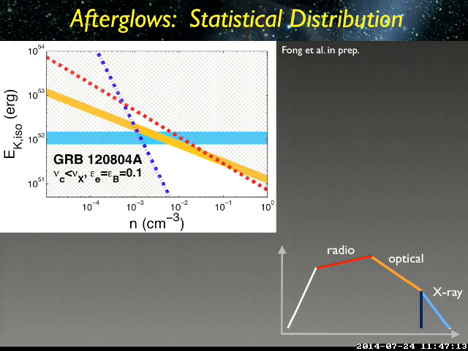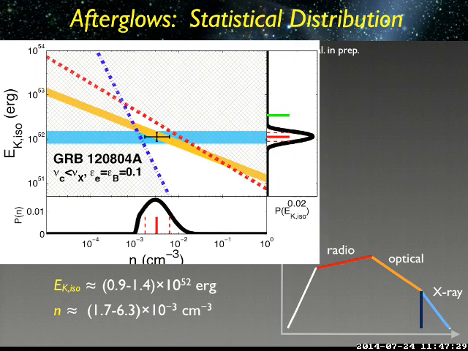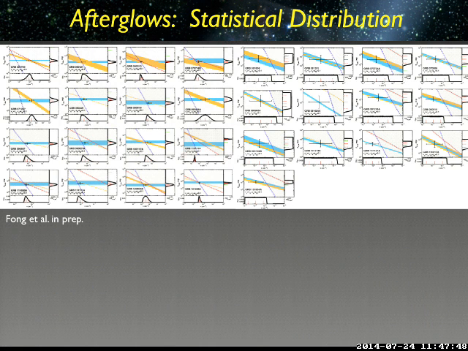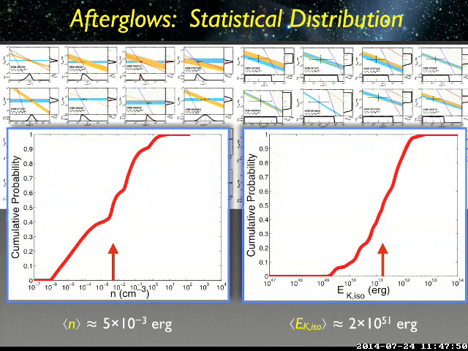And finally, I can use the location of the cooling frequency itself to place another constraint, so everything on this side is ruled out. Even though I don't have very detailed measurements, I can look at the intersection of all these constraints and what's ruled out, and I can essentially get a measurement or a range for the energy and density. In this case, we find that the isotropic equivalent kinetic energy is somewhere between 0.9 and 1.4 times 10^52, and the density is somewhere in the range of 2 to 6 times 10^-3. Now we repeat this exercise for 20 GRBs, and we can make distributions.